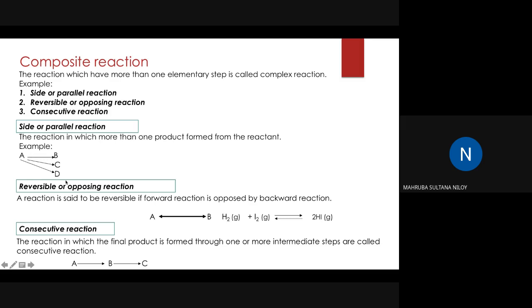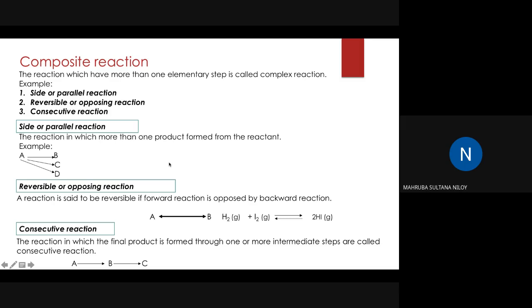Then what happens in side or parallel reaction? From the figure, can anyone tell me what happened here? So one reactant can produce more than one product. Okay, so one reactant can go either this pathway or this pathway or this pathway. Is it clear? Yes, sir.